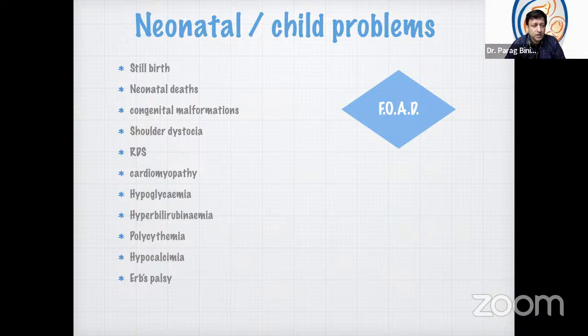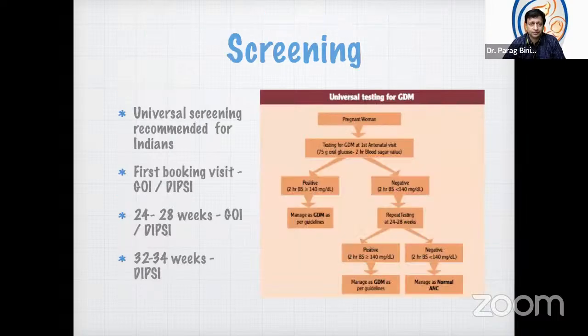These babies, when they are born, do develop a lot of issues like hypoglycemia, hyperbilirubinemia, polycythemia, etc. More chances of RDS, hypocalcemia, Erb's palsy because of traumatic delivery, and neonatal deaths are more commonly noted. And very importantly, this is the fetal onset of adult disease. So it is vitally important that we screen women in pregnancy.